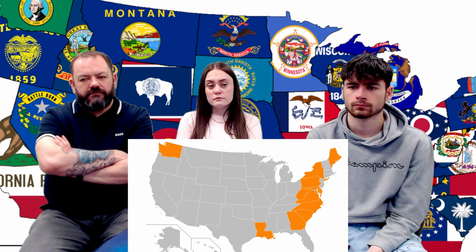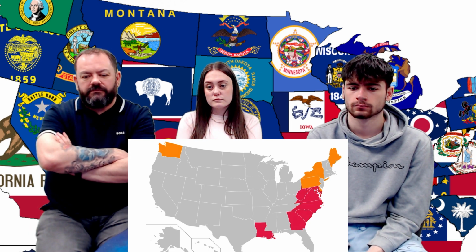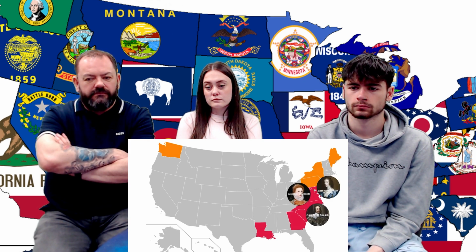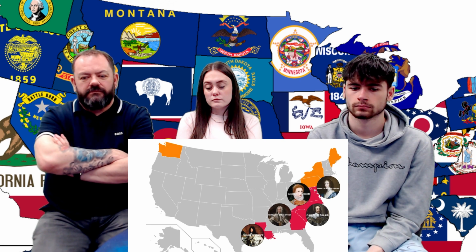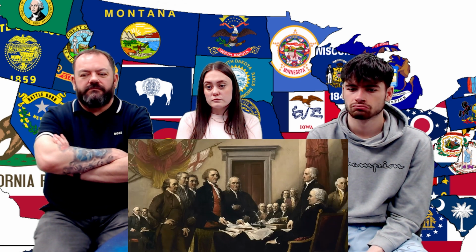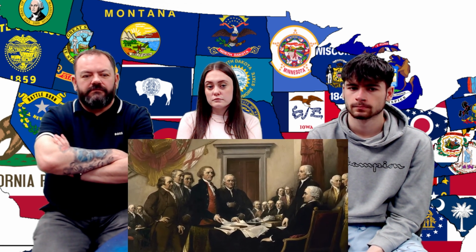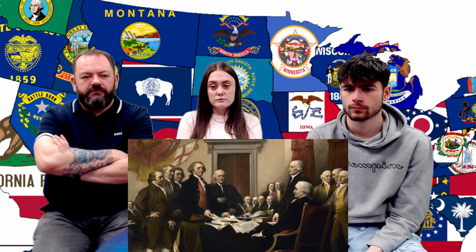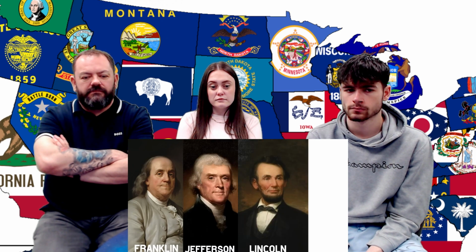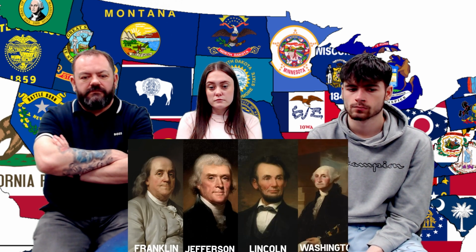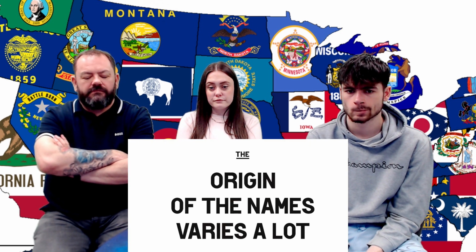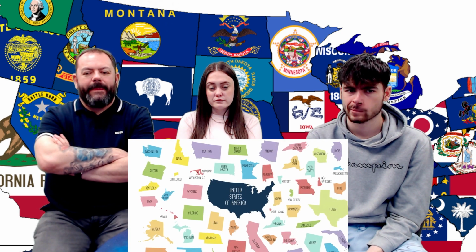Of those 11, 7 are named in honor of European monarchs: the 2 Carolinas, the 2 Virginias, Maryland, Louisiana, and Georgia. Over the years, several attempts have been made to name a state after one of the founding fathers or other great statesmen of US history, the state of Franklin, Jefferson, Lincoln, and Washington, with only the last one becoming a state name.